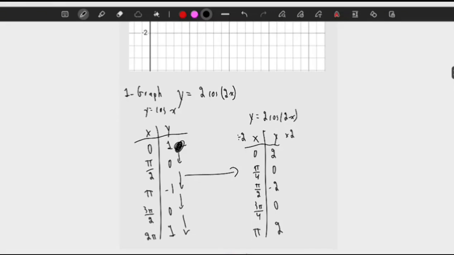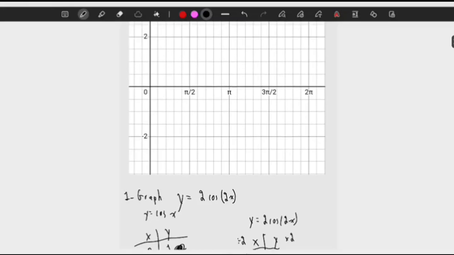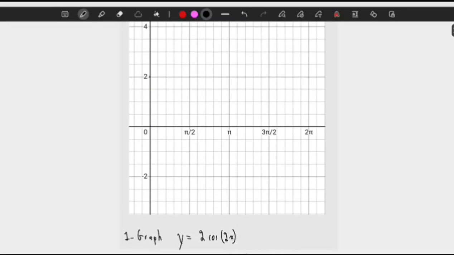So now we can simply graph it. So when x is 0, y is 2. So at 0, y is 2. Perfect.